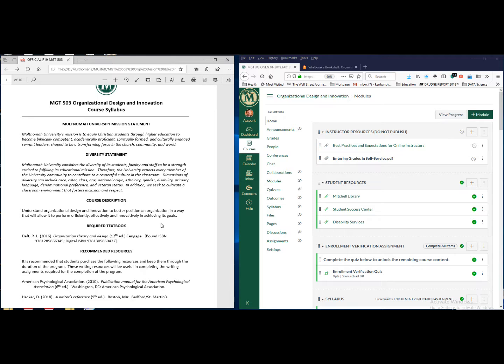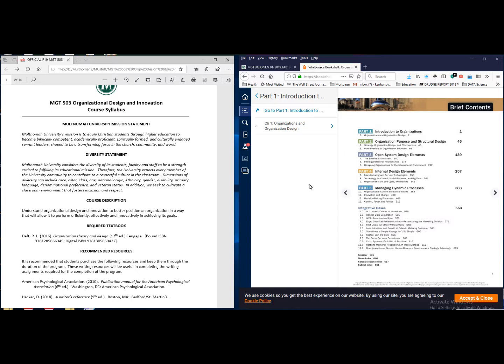There's our course description: understand design, innovation to better position an organization. Here's the required textbook. By the way, over here on the right in this tab, you'll see this is the Vital Source version of the textbook. It's cheaper and it's harder to manage. I mean, I honestly like a hard copy textbook. I just like it. Doesn't have to be hardback, but just a physical textbook. I like that. I can write in it.